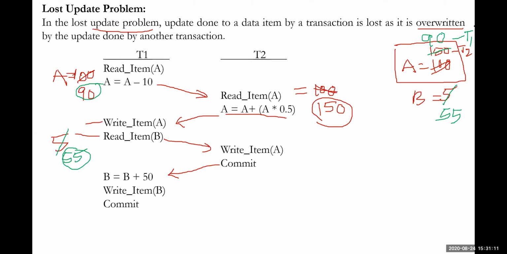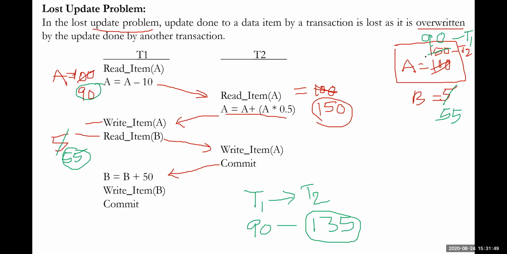Actually, that should not be the case. For example, this scenario should be done something like this. Transaction T1 will be followed by transaction T2. So after transaction T1, the value will be 90. After completion of transaction T1, 90 will be read by transaction T2: 90 plus 90 into 0.5, that is 135. Our actual required, consistent value is 135.